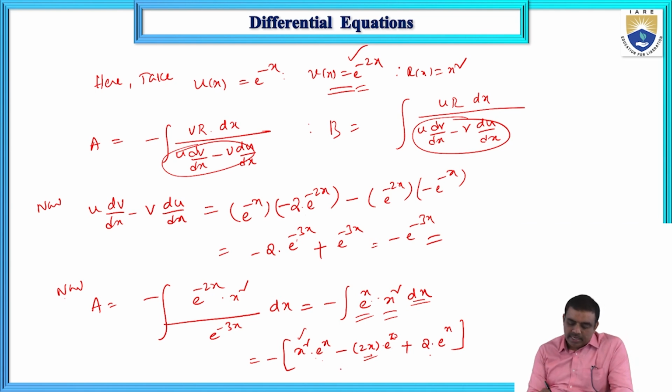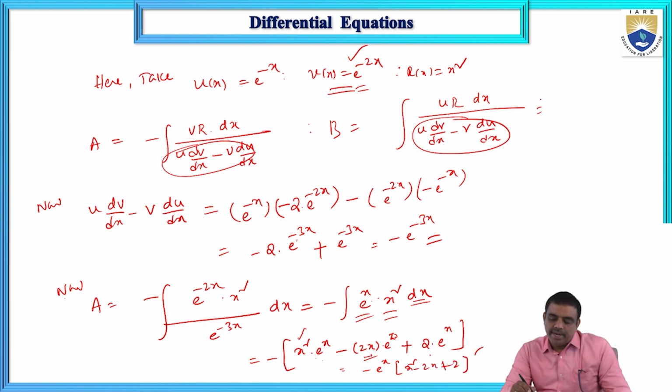Similarly, you can write e power x outside: minus e power x into x square minus 2x plus 2. This is the a value. Similarly, find the b value.